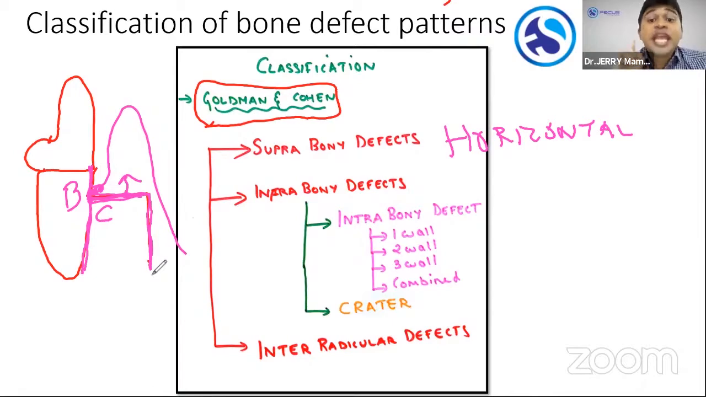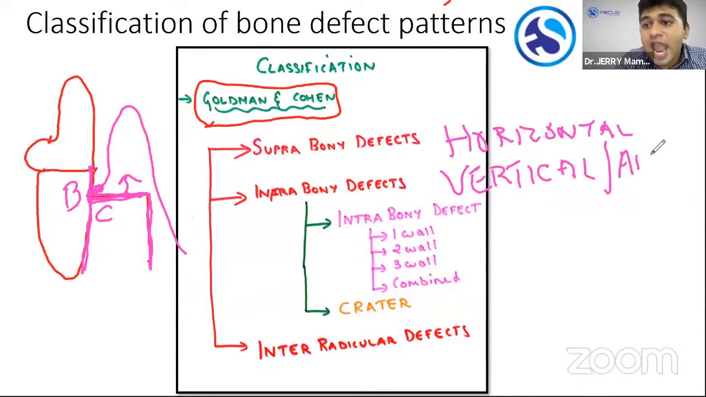Now we will move on to infra-bony defect. What is the other name for infra-bony defect? They are also known as vertical defect, or angular defect. This classification you will not find in Carranza. This is taken from a textbook known as Lindhe. It's one step higher, but this is the correct classification for the bony defects. So, infra-bony defects, or vertical defects, or angular defects.